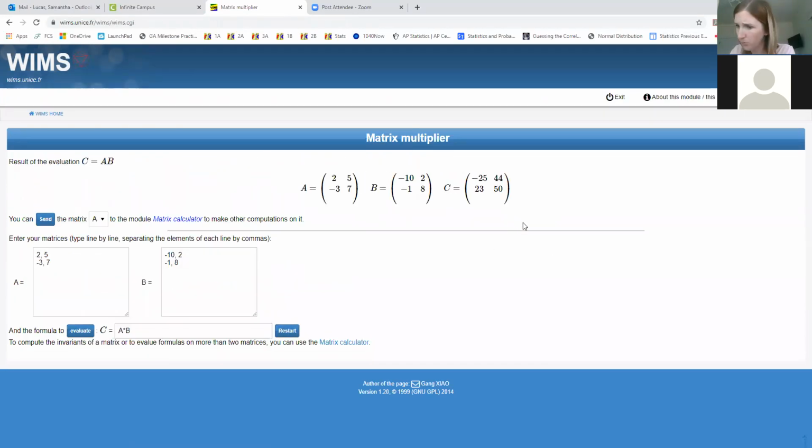Negative 25. Oop. Okay, so I was right the first time. I'm sorry. Do you see how the 23 is below the negative 25? Yes. Okay, I'm sorry. Again, I haven't done matrices since college. All right, my bad. So negative 25, 23, 44, 50. So you do line it up like that.